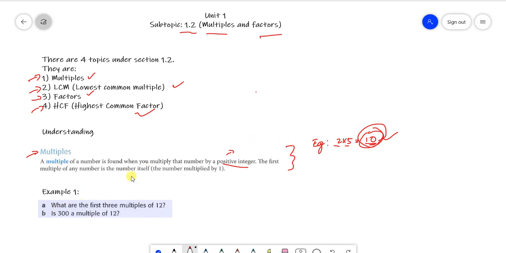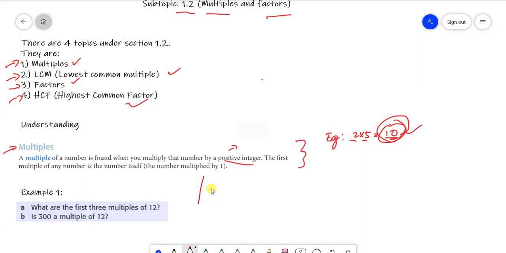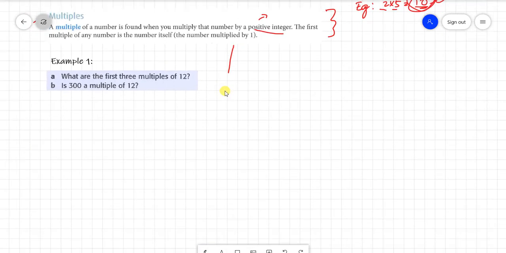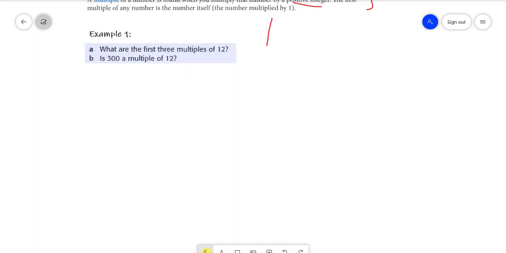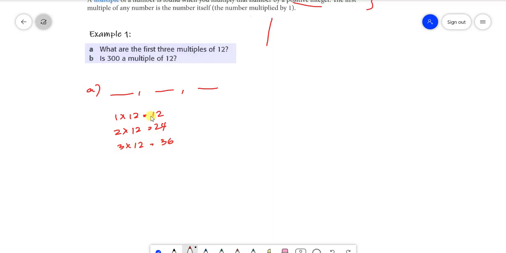Okay, so just for practicing, we have a question from the textbook. Let's practice this question. What are the first three multiples of 12? That means you have to write the first three multiples of 12. So let's do our working. 1 times 12 is equal to 12. 2 times 12 is equal to 24. And 3 times 12 we have 36. So the first three multiples of 12 are 12, 24, and 36. That's all.